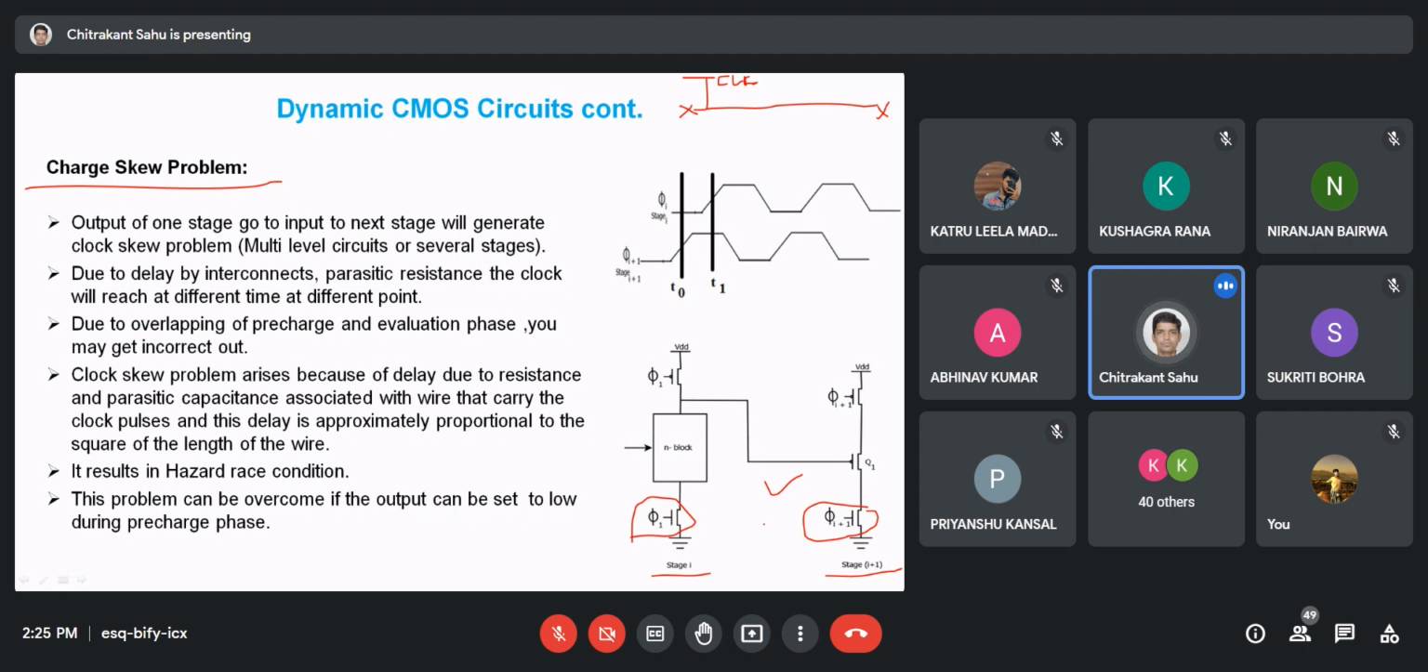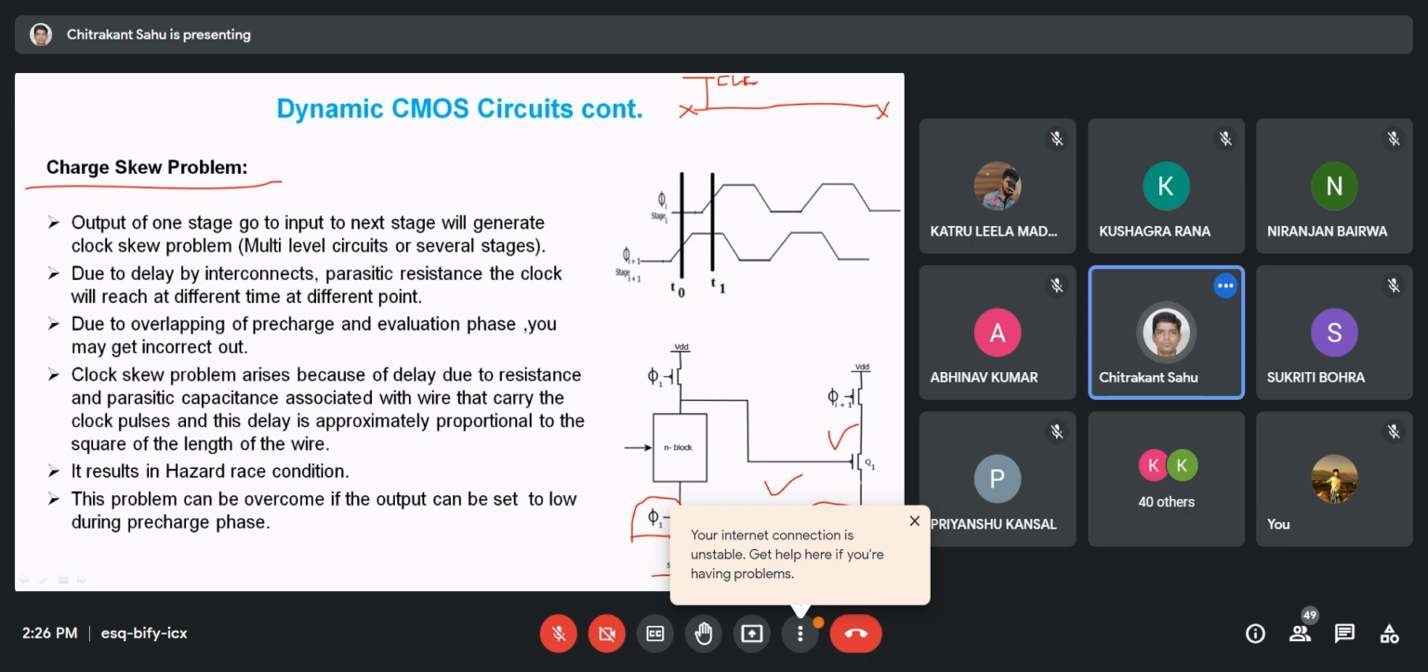Okay, so this problem is called the clock skew problem. Clock is delayed in other parallel configurations. Suppose the same block is repeated here. This is the ith block, and this is the i plus 1 block. The same block is repeated here also. So in synchronous applications, the clocks are not coming simultaneously.